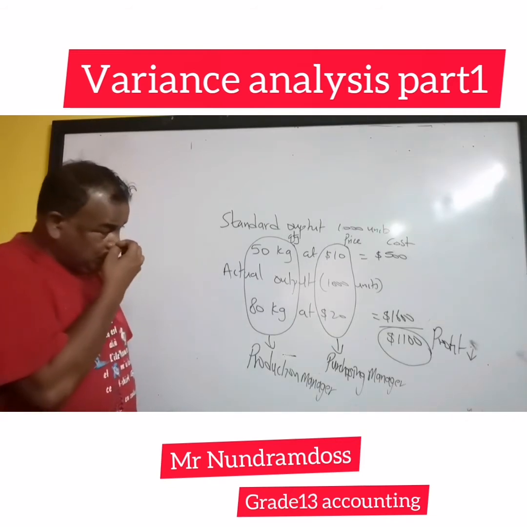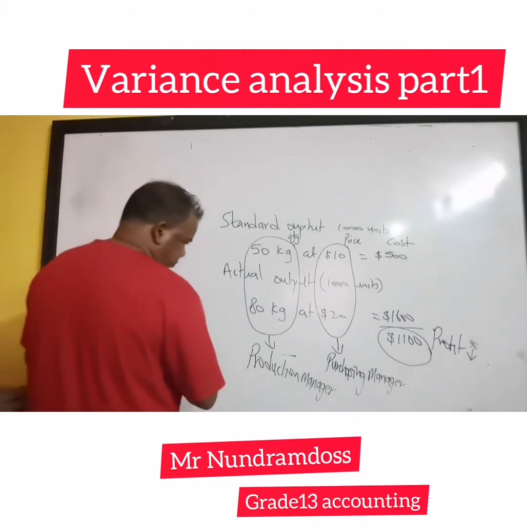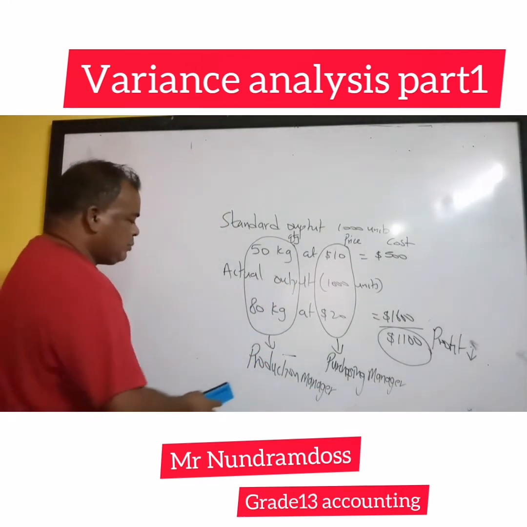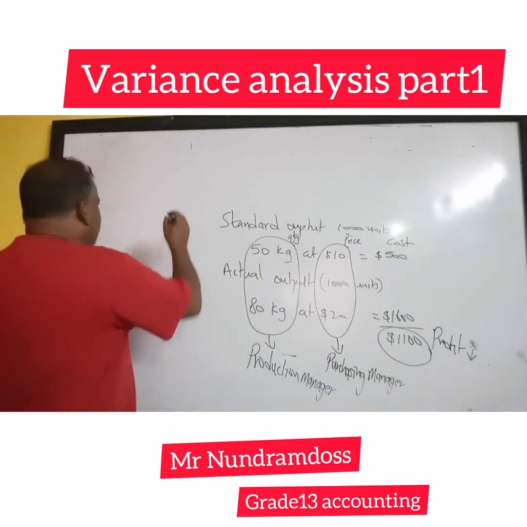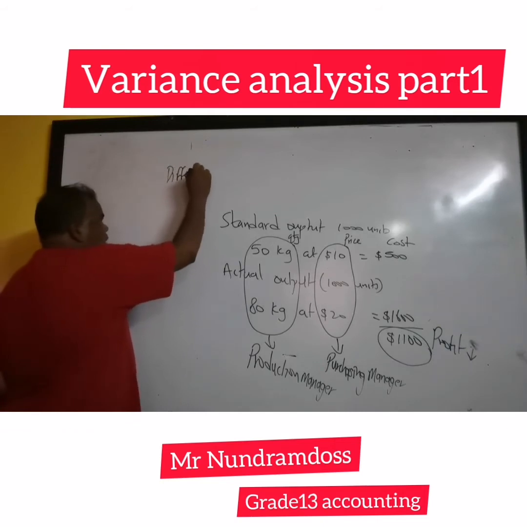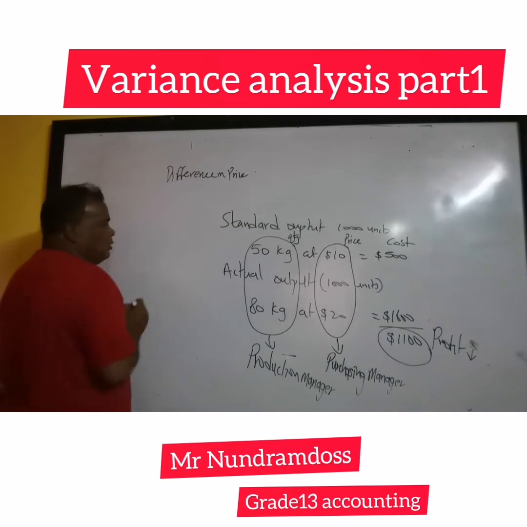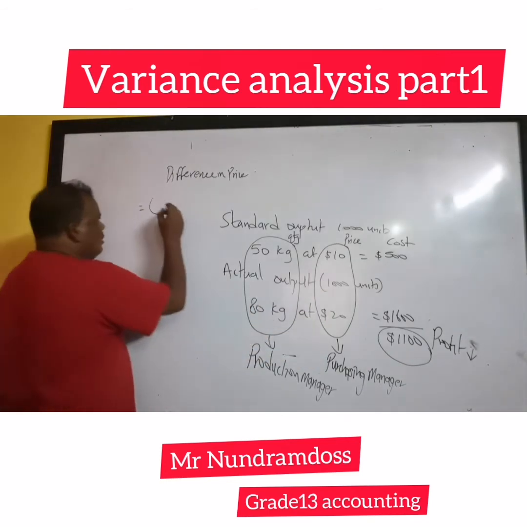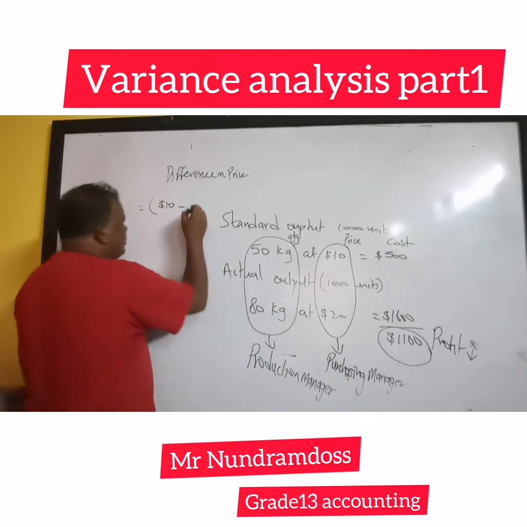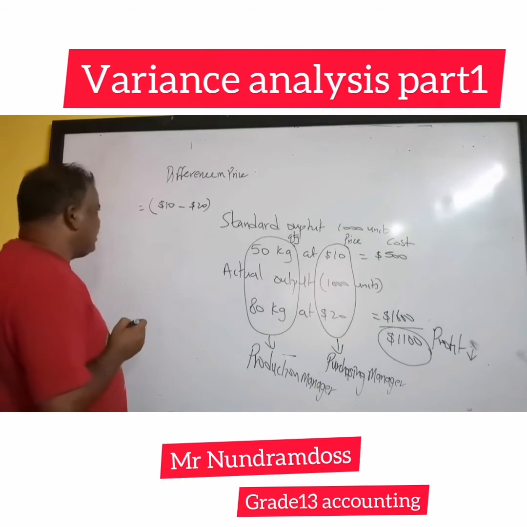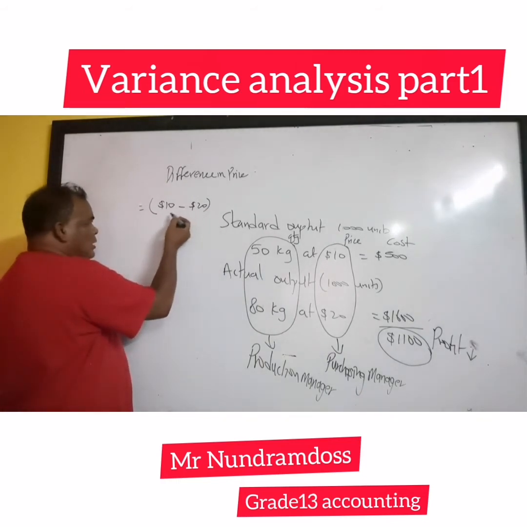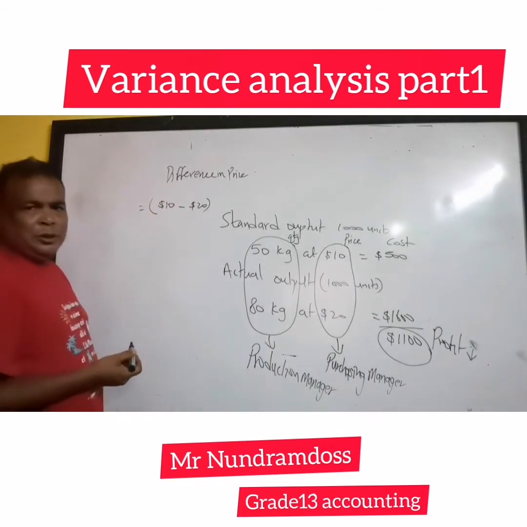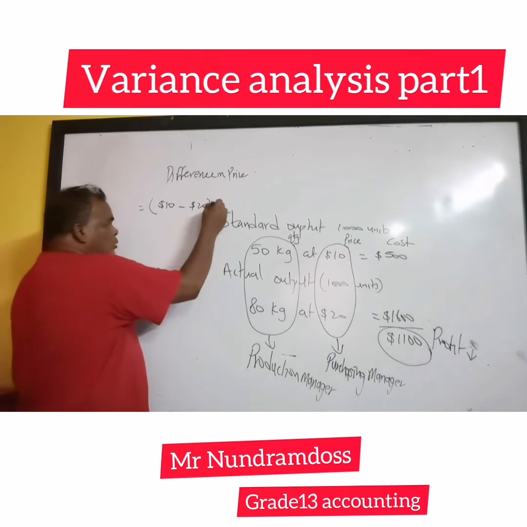So we have to use responsibility accounting. The difference in price will be the responsibility of the purchasing manager, and the difference in quantity will be the responsibility of the production manager. Now, let's see. Difference in price: $10, but the manager pays $20. So the difference in price is $10. So profit will be reduced by only $10 by the purchasing manager out of 1,100? No, we have to multiply this by quantity.